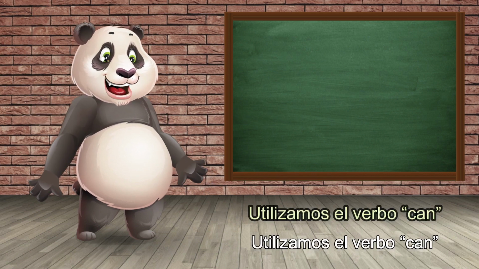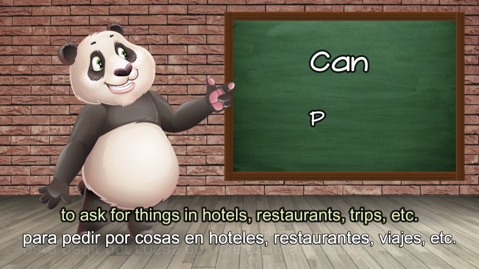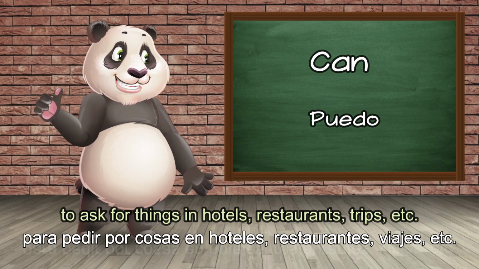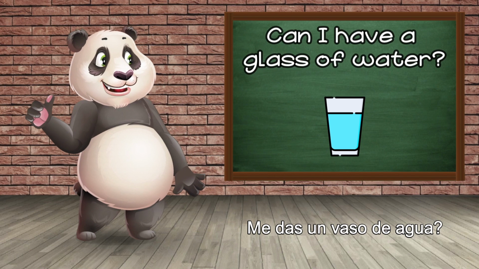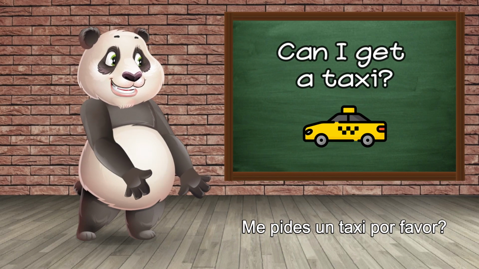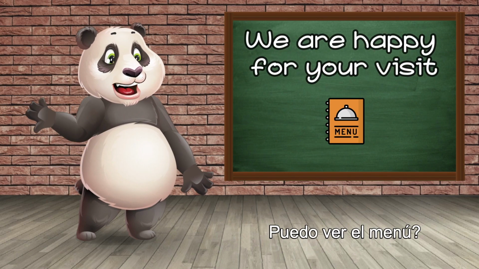We use the verb can to ask for things in hotels, restaurants, trips, etc. For example, can I have a glass of water? Can I get a taxi? Can I see the menu?